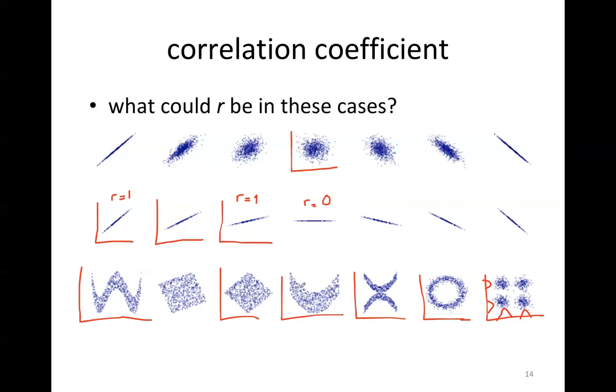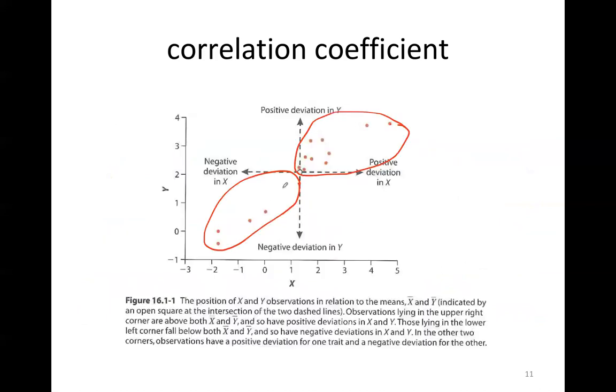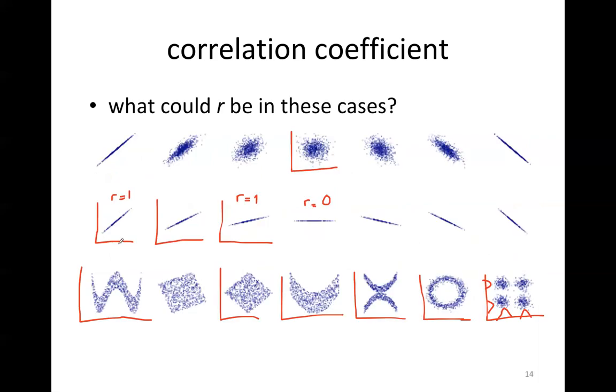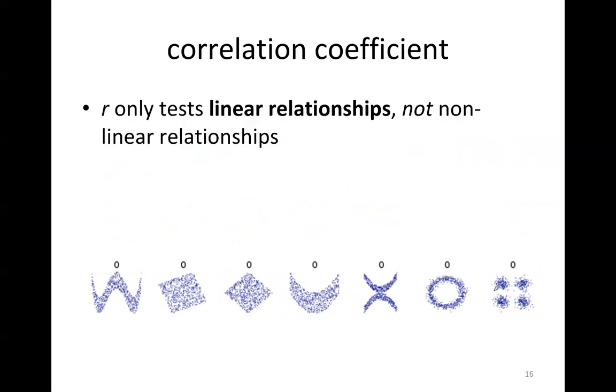But because the correlation coefficient, as we mentioned, can only capture linear relationships, here the R values will all be zero. I hope that part is clear, and if not, please ask during class and we can discuss a bit more.